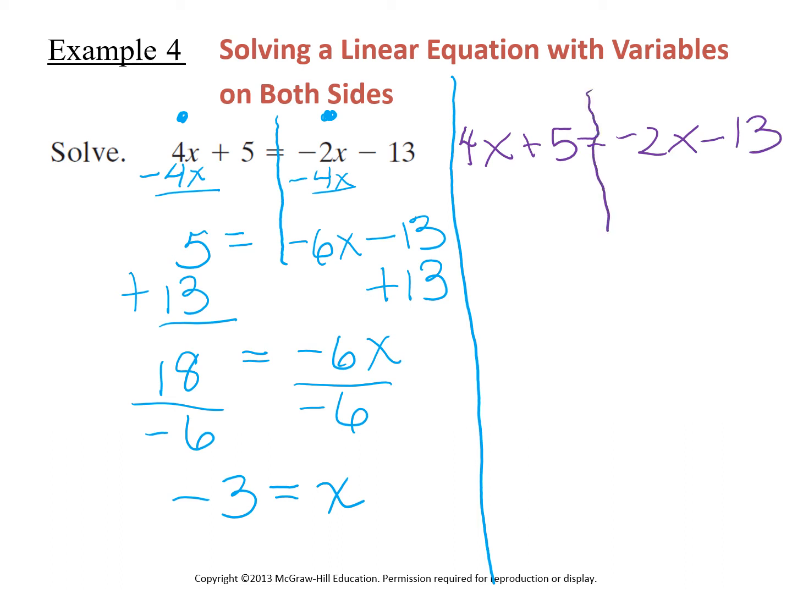Now I'm going to repeat this, taking 4x plus 5 equals negative 2x minus 13. And this time my first step is going to be to eliminate the negative 2x. So I will add 2x on both sides of the equation.